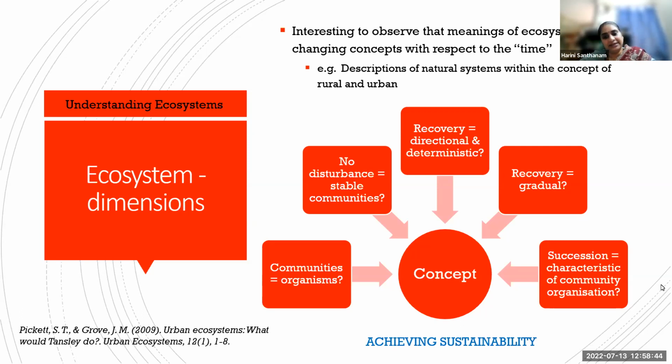Also, we cannot say that the recovery or the resilience characteristic of an urban ecosystem is directional or linear, or deterministic, that it is already known that there are specific pathways to achieve this resilience. It is not known. The pandemic again is a very good example for this. Finally, is the recovery gradual?